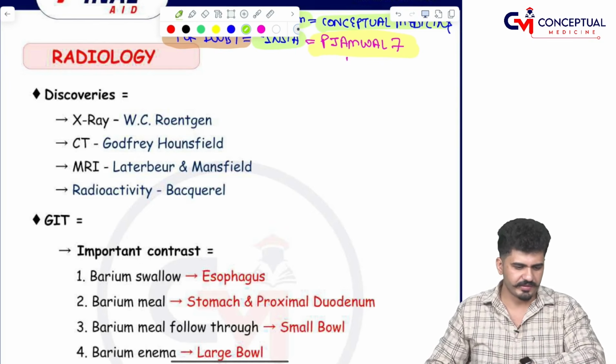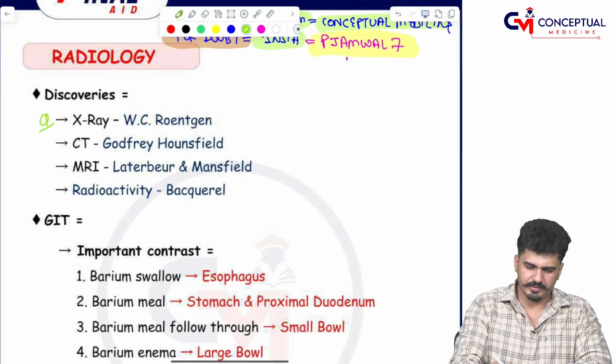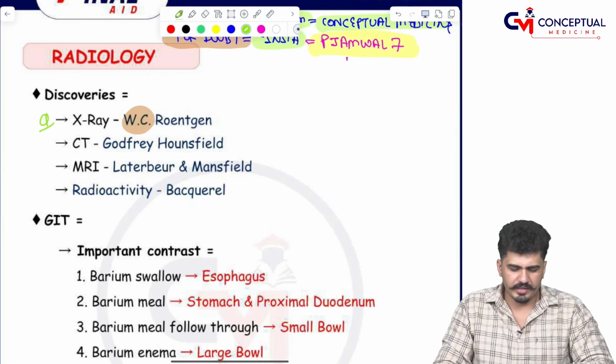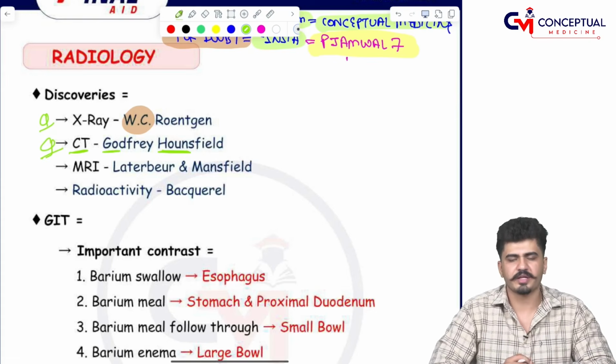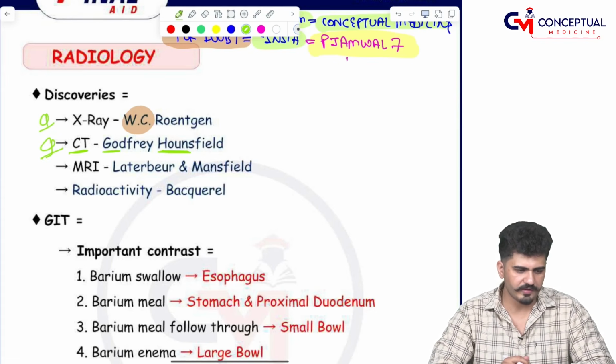Done, sir? So let's start with this. Now, first of all, X-ray. X-ray was discovered by the beautiful scientist Roentgen. Then coming to the CT. CT में कौन रहता है? God. God का घर वही है, Hounsfield. So Godfrey Hounsfield. X-ray was by Roentgen and your CT scan by Godfrey Hounsfield.